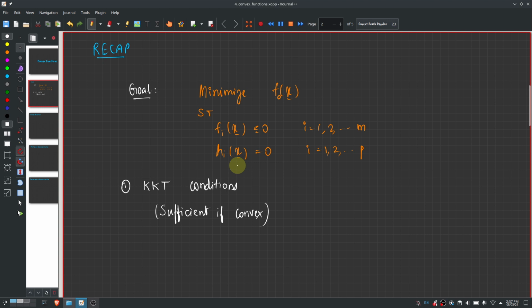But all of this rested on some properties, and we saw that the KKT conditions in some cases can be necessary, in some cases can be sufficient, in some cases both necessary and sufficient. And in particular, if the optimization problem is convex, which means that f0, f1 up to fm are all convex functions, and h1 through hp are all affine functions, in this specific case, the KKT conditions turn out to be sufficient. So you can always solve for the KKT conditions, and if you get a solution, then you're done.